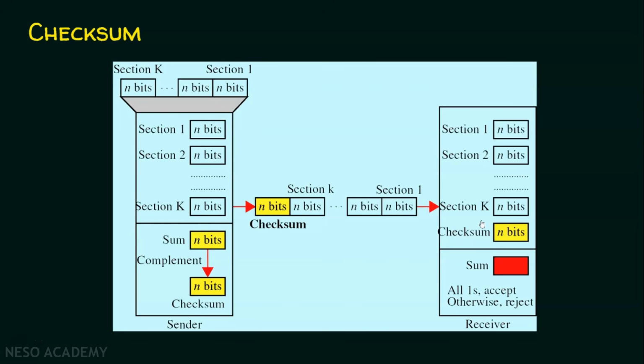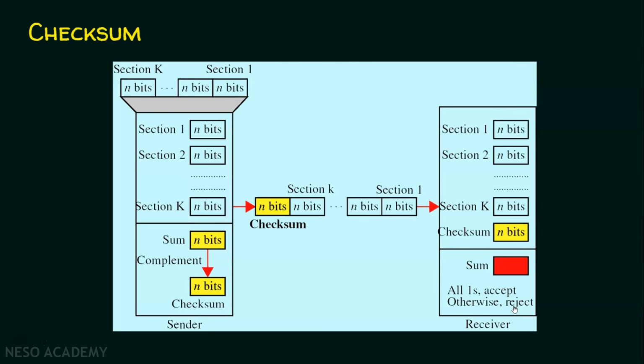And what does the receiver do? Very simple. The receiver collects all the sections and it also collects the checksum and just performs the sum or the addition. If the result of the addition is all ones, the receiver accepts it. Otherwise, it rejects the data packet it has received because there are transmission errors.